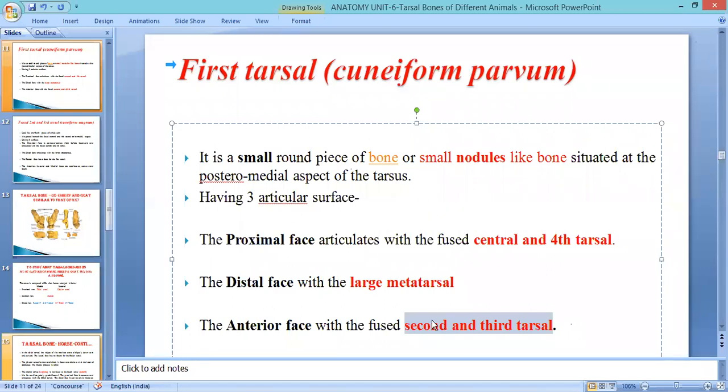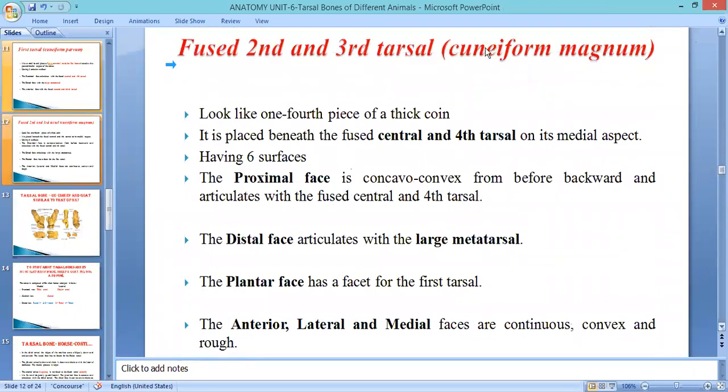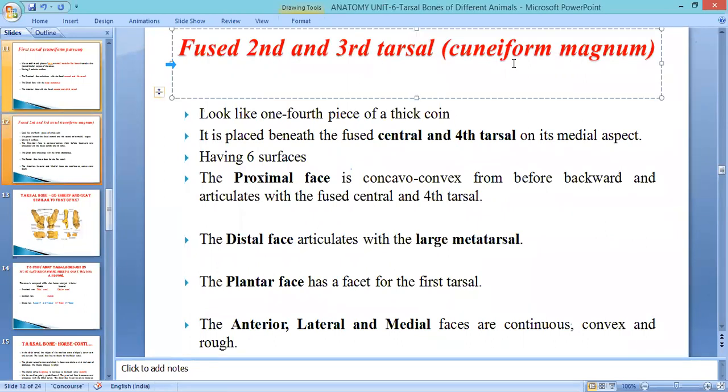So I think this is okay. This tarsal bone is okay. We have completed the first tarsal. Next, the remaining tarsal is the second plus third fused tarsal. This is also known as cuneiform magnum, second plus third tarsal. This is located in the distal series of the tarsal bones.